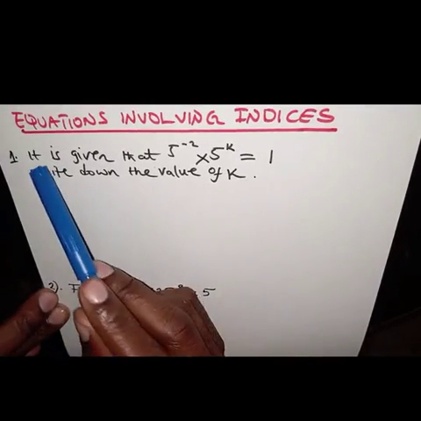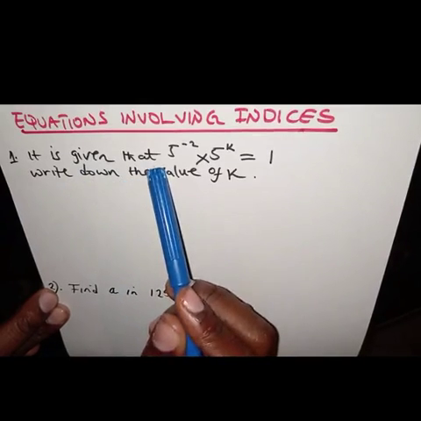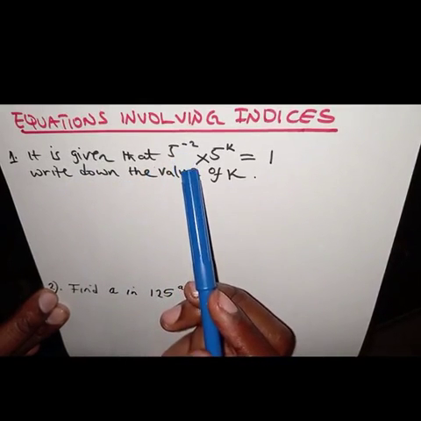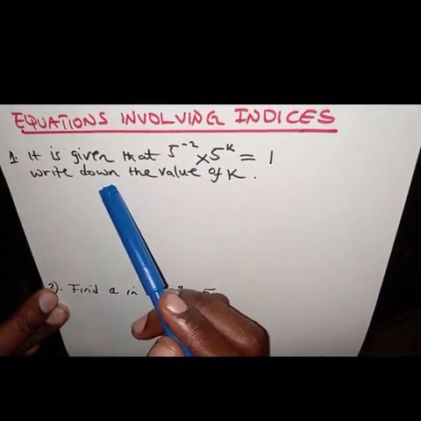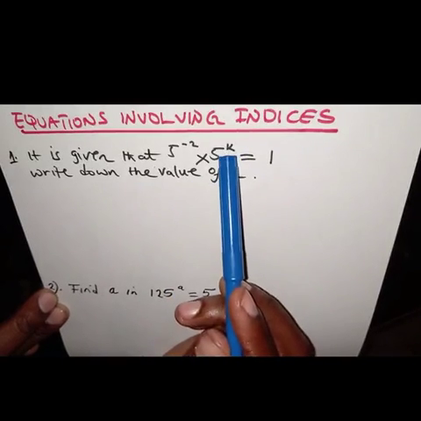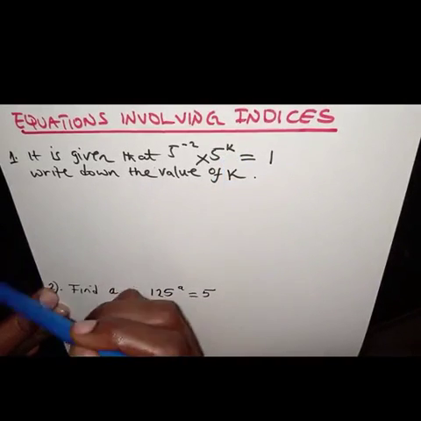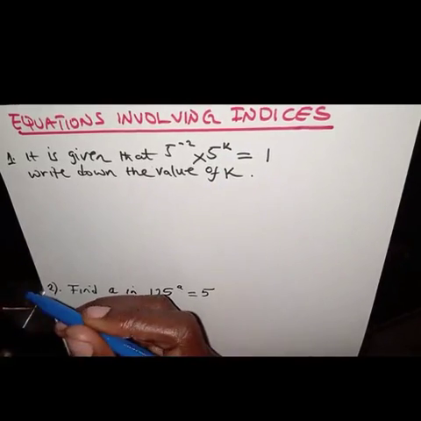Question number 1. It is given that 5 to the power negative 2 times 5 to the power k is equal to 1. Write down the value of k. This value of k, what will be the value of k? So let us try to rewrite this.